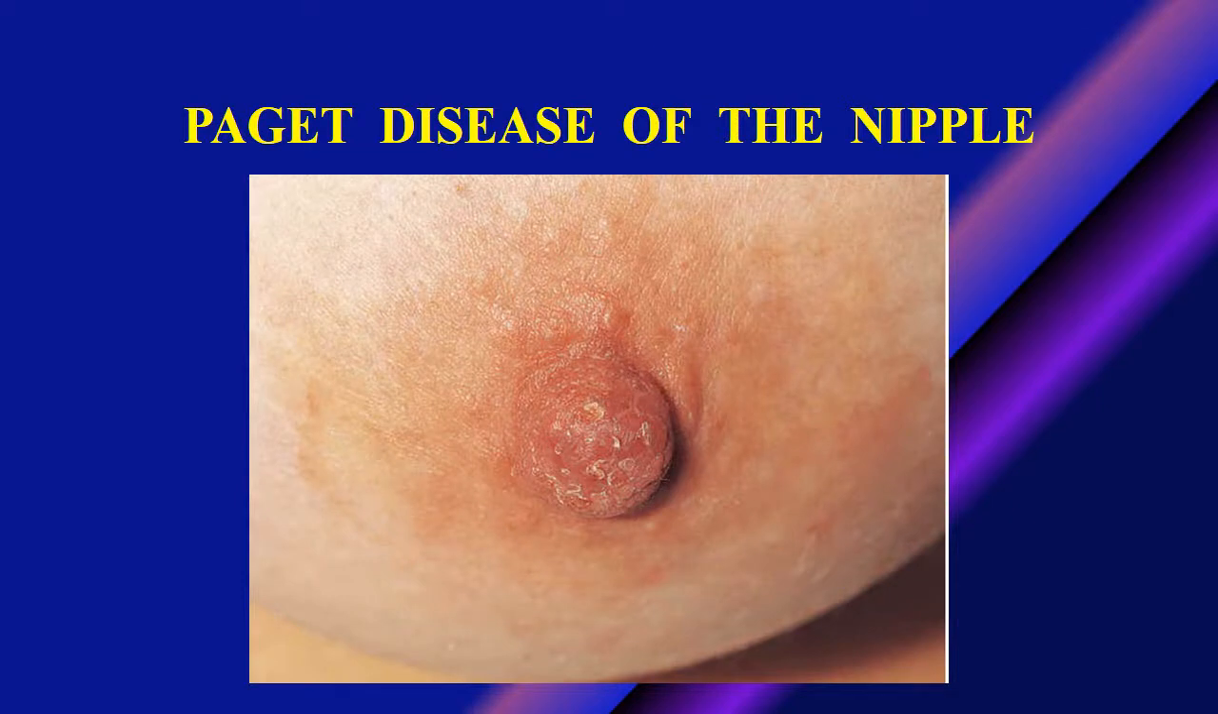Paget disease of the nipple. Paget disease of the nipple is caused by the extension of ductal carcinoma in situ up the lactiferous ducts and into the contiguous skin of the nipple, producing a unilateral crusting exudate over the nipple and areolar skin, as in this picture.